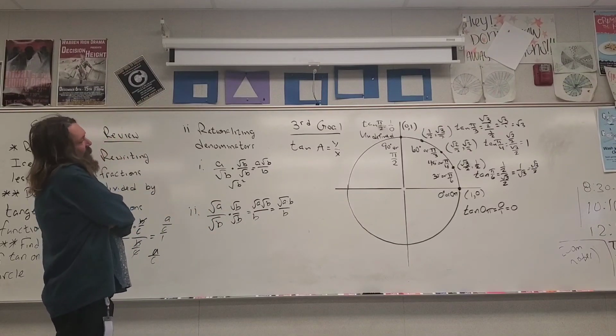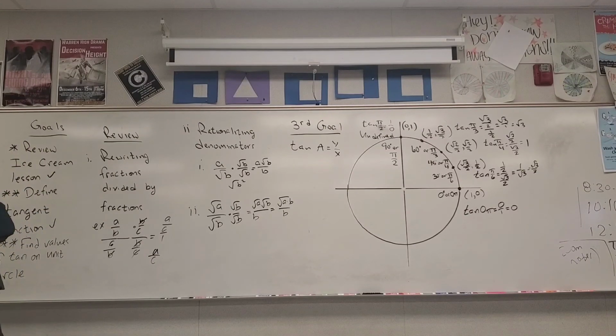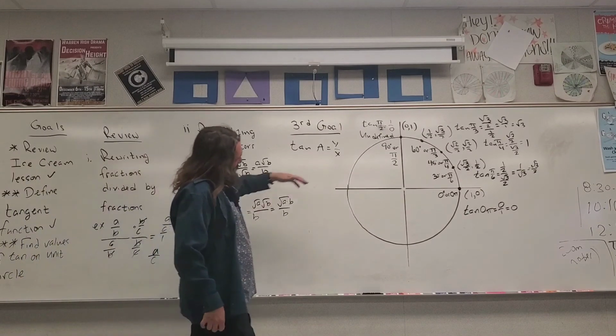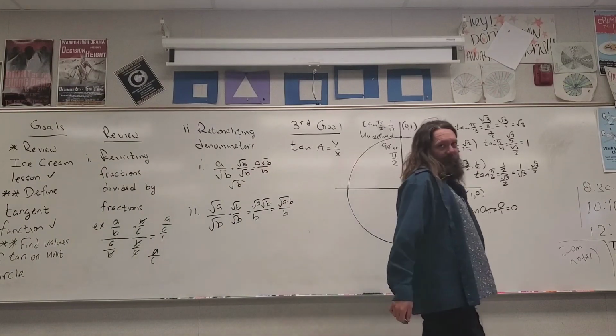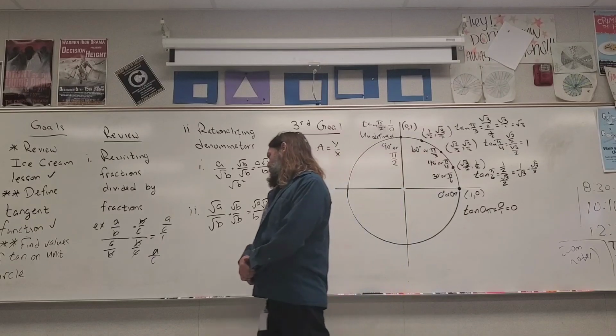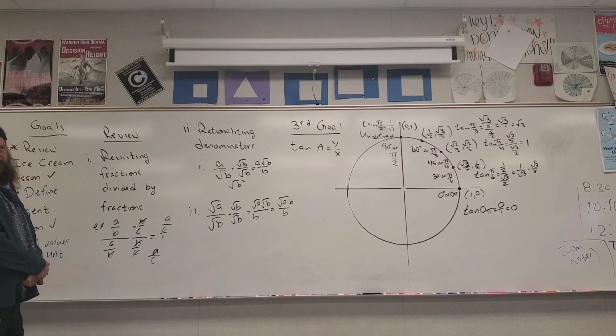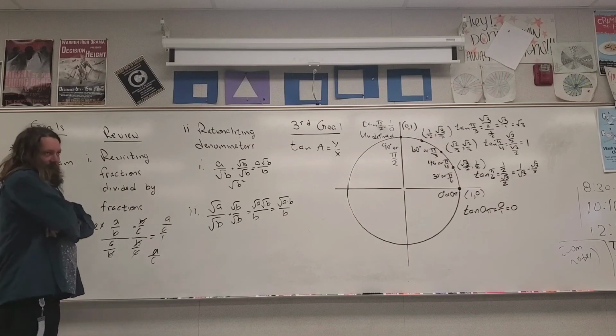So hopefully this helps you to understand how we find the tangent values on the unit circle. And I'd like you for the homework to finish the unit circle and find all the tangent values. It's really not that hard to do. And then again, like I said, the next lesson we're going to look at the graphs of sine and cosine and use that to create the graph of tangent.